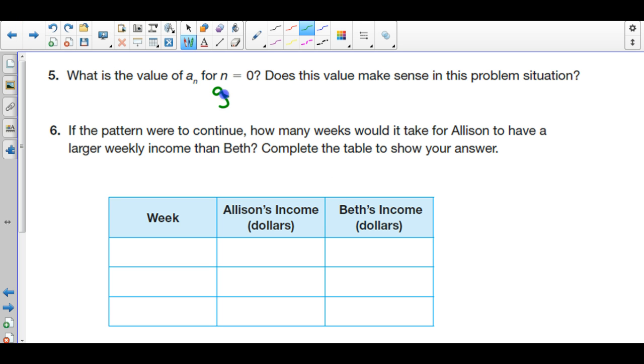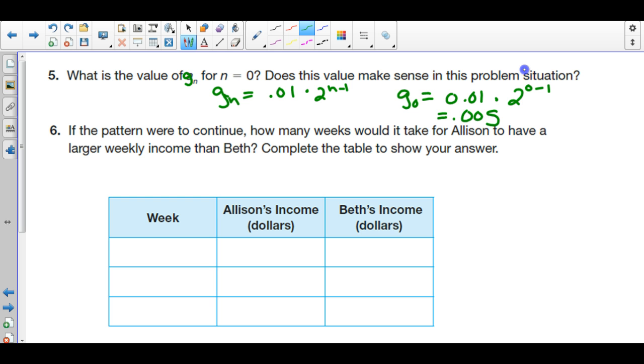So we're going to use g's instead of a's. If I say G_n equals 0.01 times 2 to the n minus 1, and we are going to be evaluating g of 0, you would basically substitute 0 in for n. So going through the calculator, I evaluate 2 to the negative 1 power times 0.01. I get an answer of 0.005. It says, does the value make sense in the problem situation?